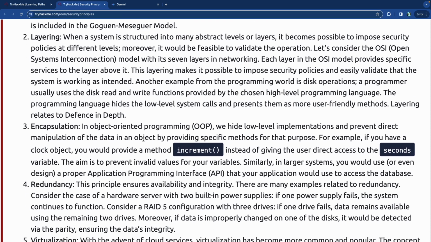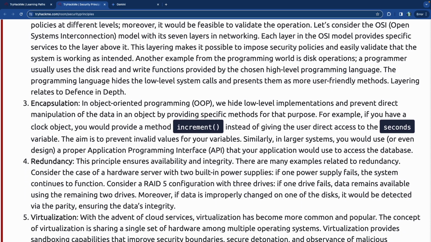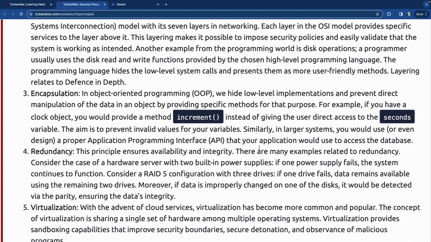It's kind of insane. All right, so encapsulation in object-oriented programming, OOP: we hide low-level implementations and prevent direct manipulation of the data in an object by providing specific methods for that purpose. For example, if you have a clock object, you would provide a method, an increment, instead of giving the user direct access to the seconds variable. The aim is to prevent invalid values for your variables. Similarly, in larger systems, you would use or even design a proper application programming interface, an API, that your application would use to access the database.